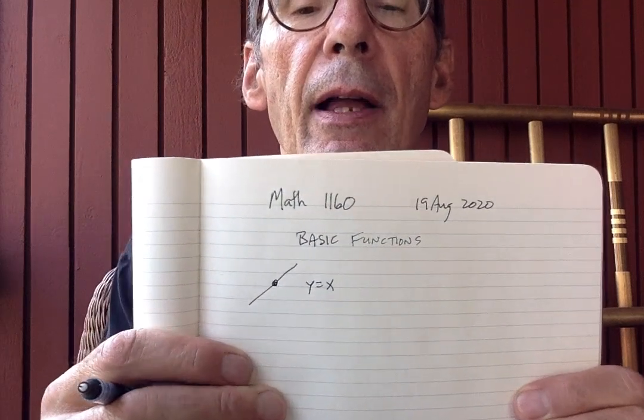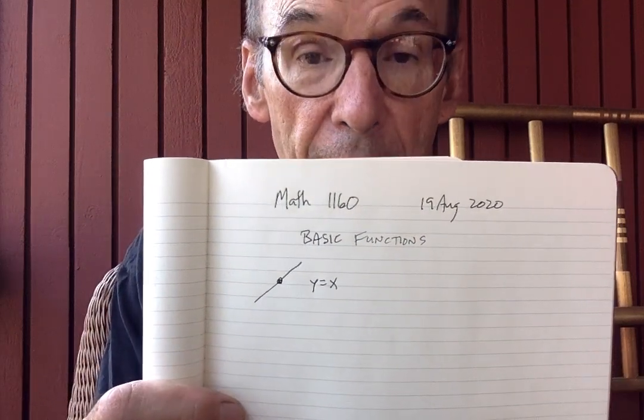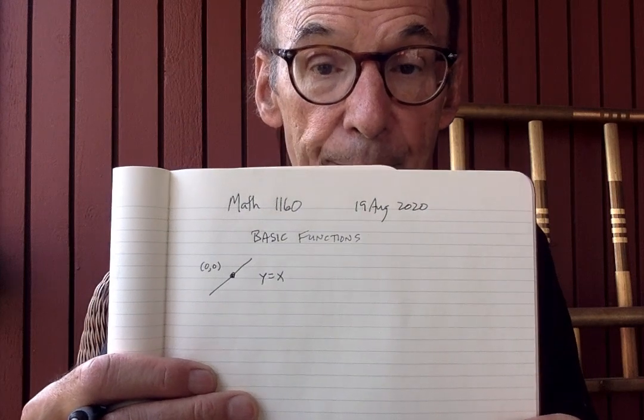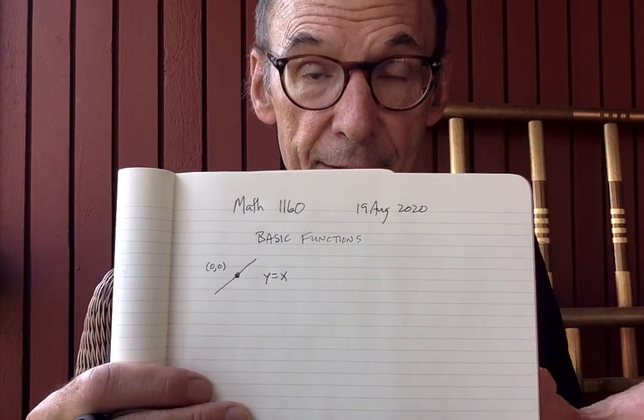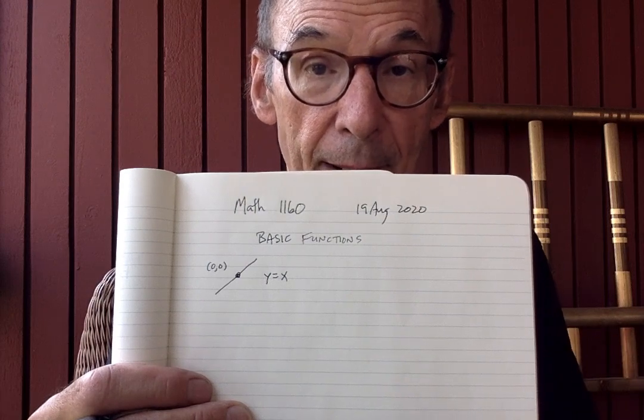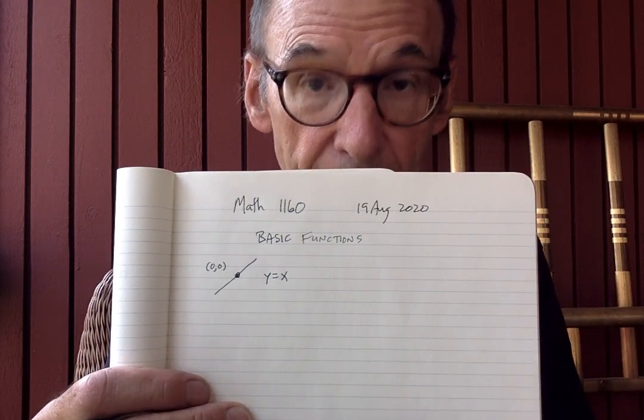So the first of the basic functions is y equals x. The graph of that is a line, slope 1, goes through the origin, and that's about what you need to know about lines, is that y equals x. We're going to modify that. That's something that was covered but not emphasized in pre-calculus, so we're going to emphasize that.